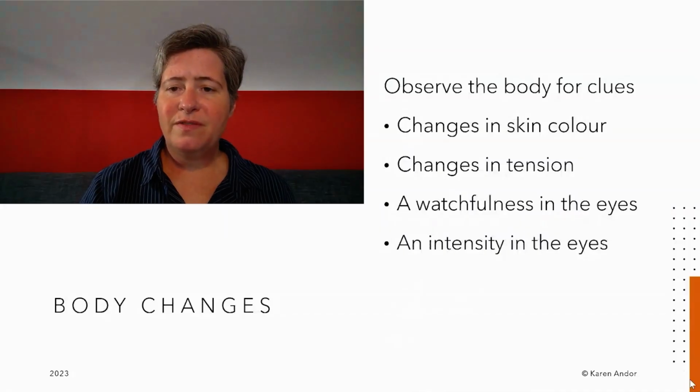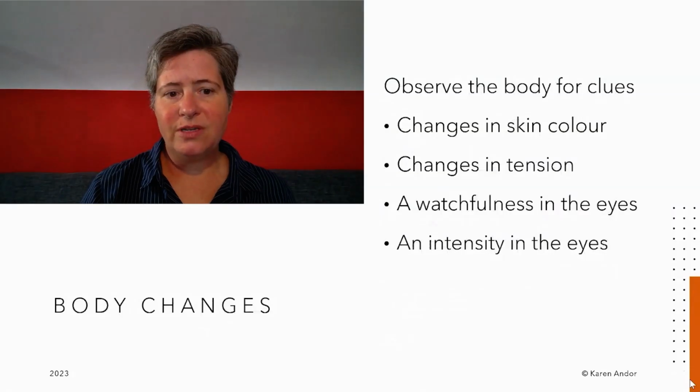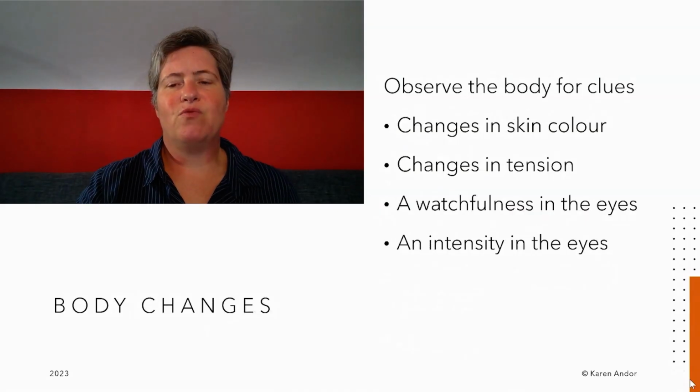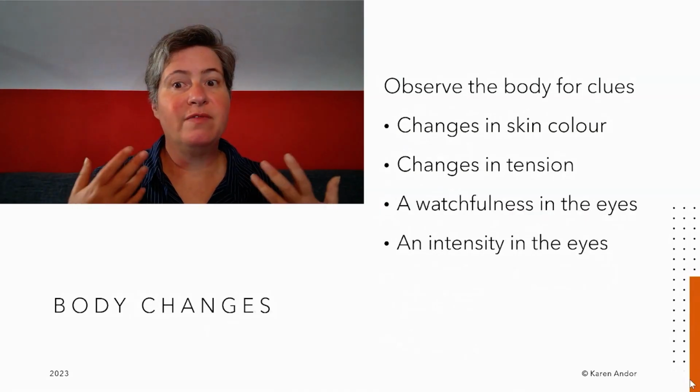You can also observe the child's body for clues as to whether they are dissociating. So often there'll be a change in skin color. They might go very red and flushed. They might become very pale.